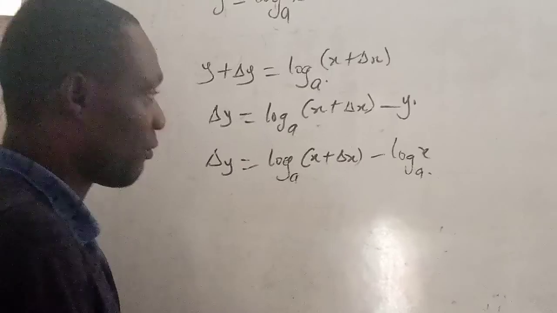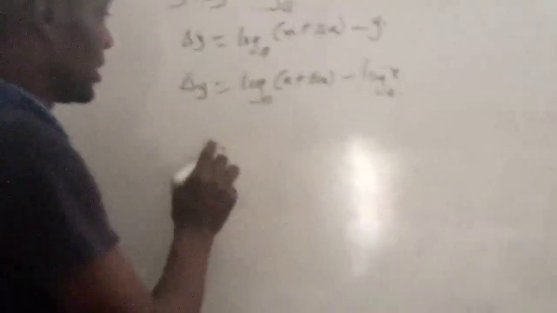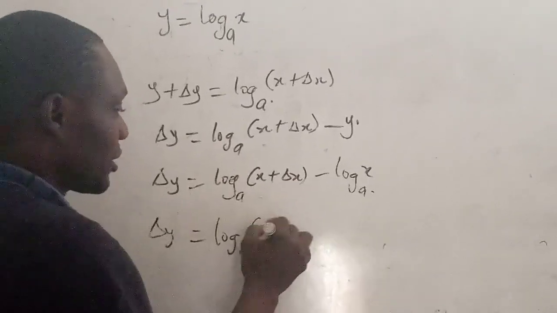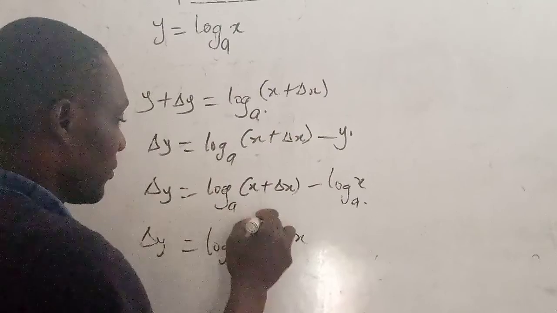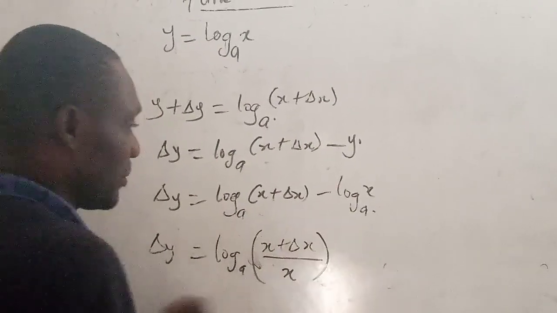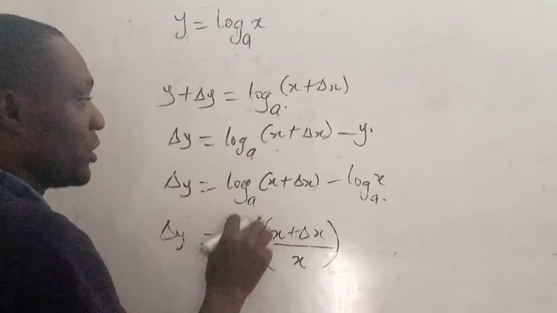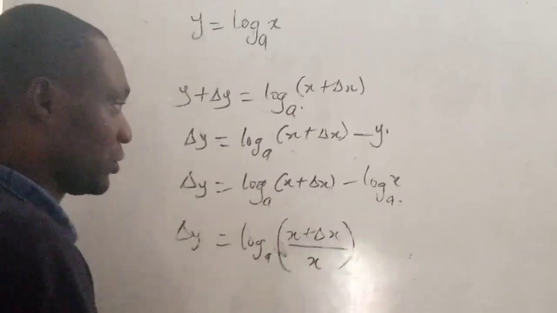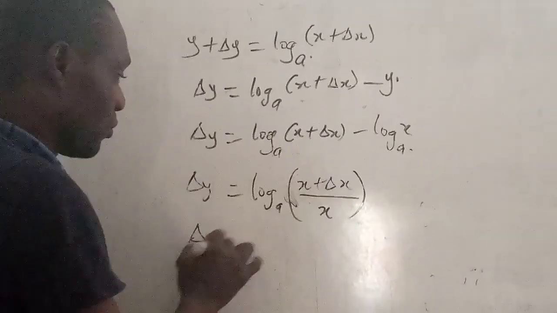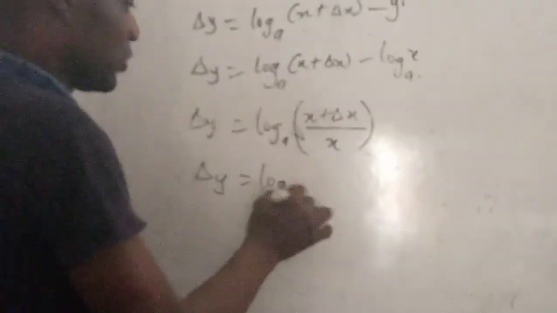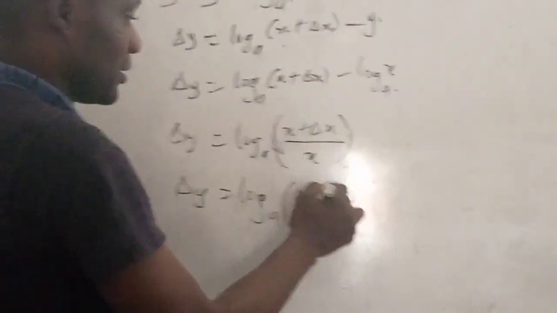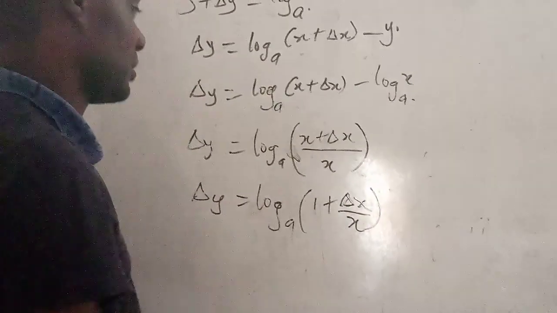Now, applying the law of logarithms, I'm going to have change in y equals log to the base of a of x plus change in x, divided by x, because since we have a common base, we apply the law of logarithm for subtraction. So this is going to give us change in y equals log to the base of a. Divide this by this, we will have 1 plus delta x all over x.